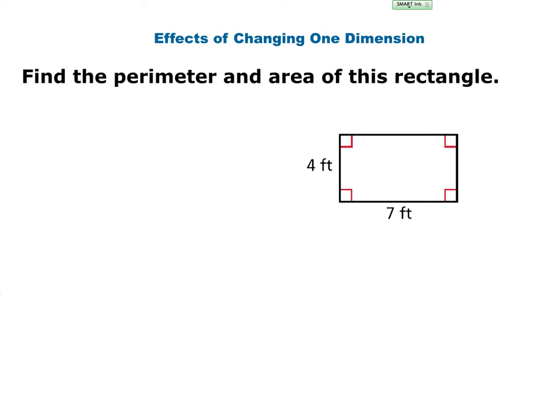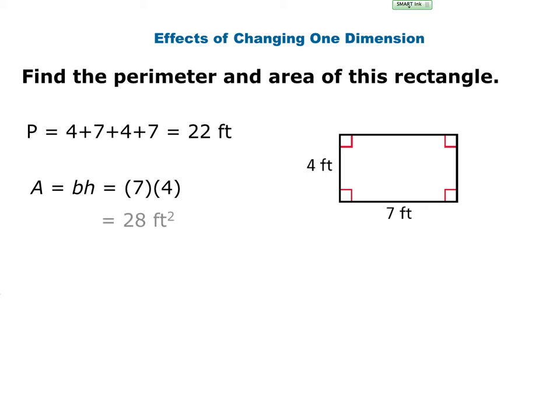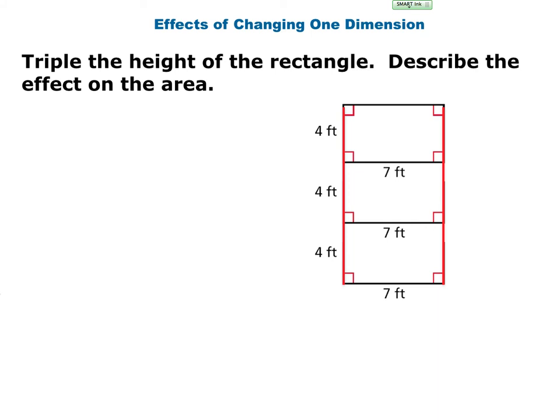Lucas, what's the perimeter? 22, and what's the area? 28. And label the units. Perimeter is feet, area is square feet. Okay, now that was not a difficult task. What we're going to do now is change that rectangle. Let's make it 3 times as tall.